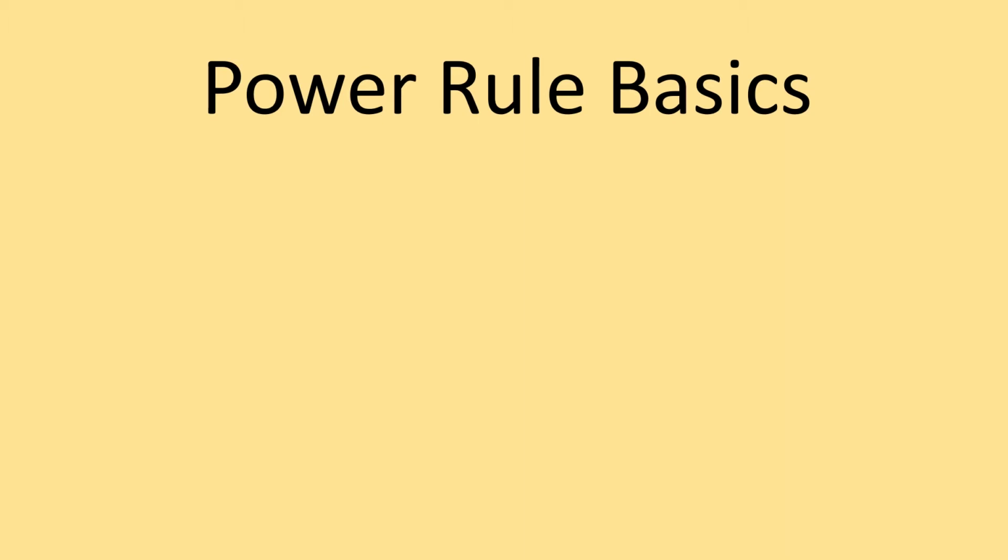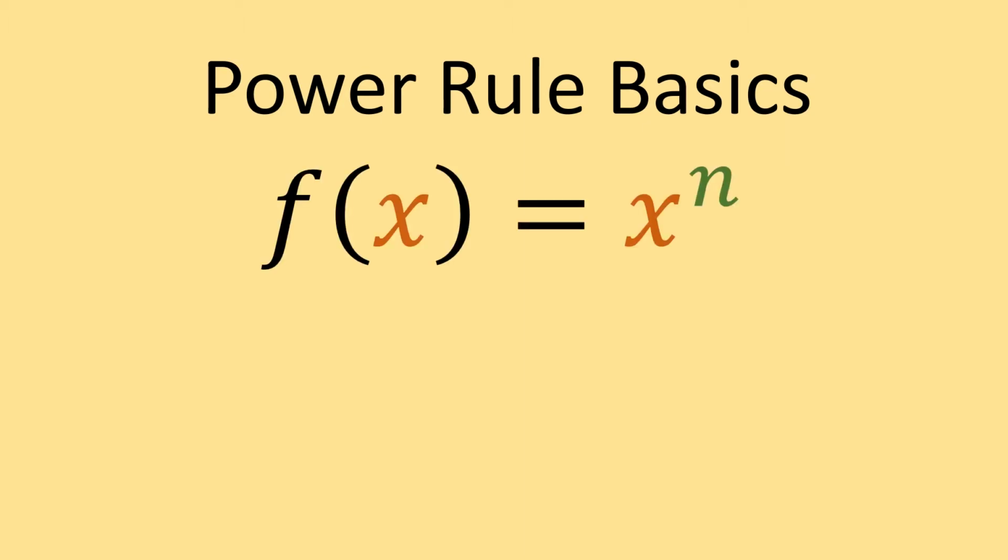You use the power rule whenever you have functions or variables raised to a power and you're trying to find the derivative of that function. So let's assume we have some function f of x equals x raised to the n power, and we're told to find the derivative of f of x. You find the derivative by using the power rule.